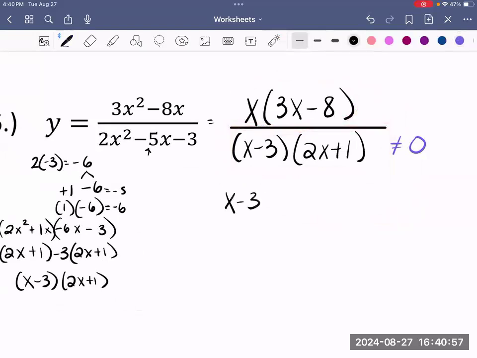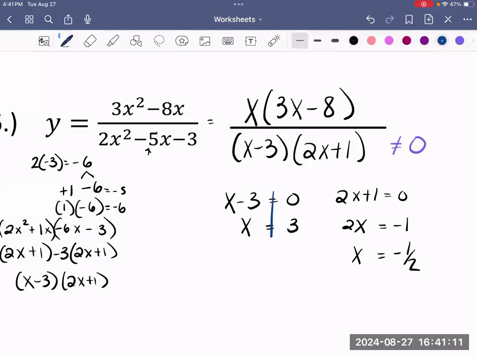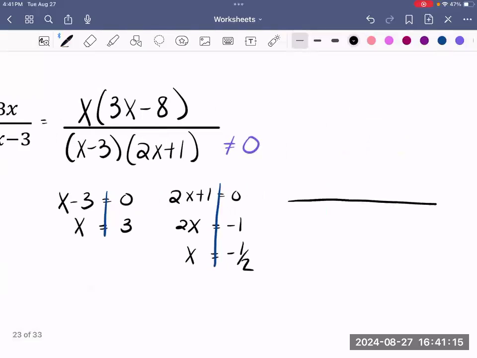So we'll set these both equal to 0 and solve. x is equal to 3. 2x is equal to negative 1. x is equal to negative 1/2. These are the two values that we want to avoid in the future. So we'll put them on our number line, negative 1/2 and 3. We're going to jump over these values and go ahead and try to write your domain here.